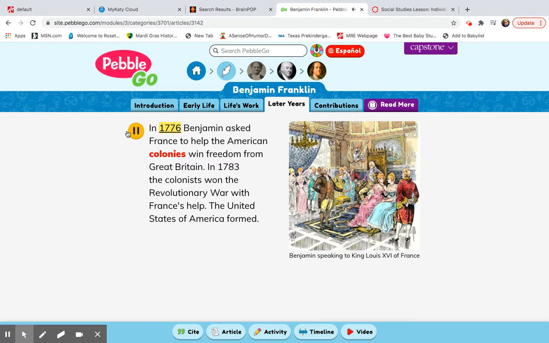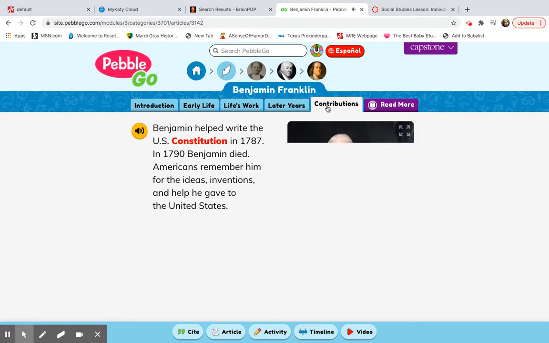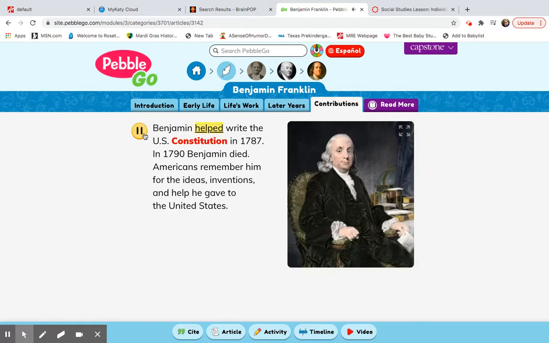In 1776, Benjamin asked France to help the American colonies win freedom from Great Britain. In 1783, the colonists won the Revolutionary War. With France's help, the United States of America formed. Benjamin helped write the U.S. Constitution in 1787. In 1790, Benjamin died. Americans remember him for the ideas, inventions, and help he gave to the United States.